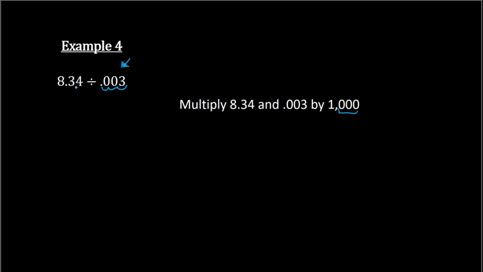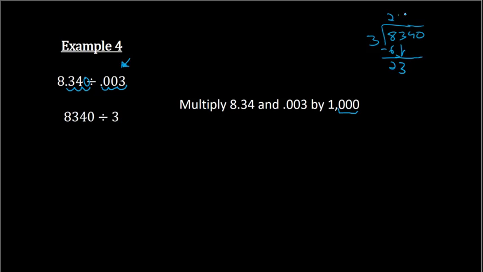And so to do that, it has the effect of moving the point over 3 places to the right, which means we must add a 0 at the end, and we're going to get 8,340 and then divide by 3. So now we can divide like normal. 8,340 divided by 3. So 3 goes into 8 2 times. 2 times 3 is 6. Subtract and we get 2. Bring down the 3 and repeat.